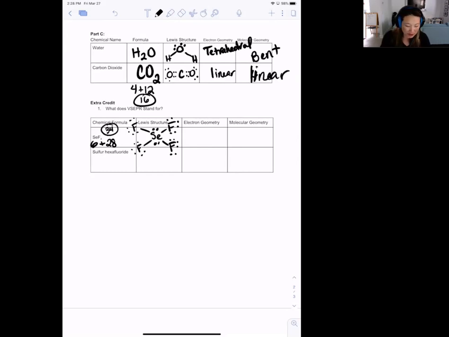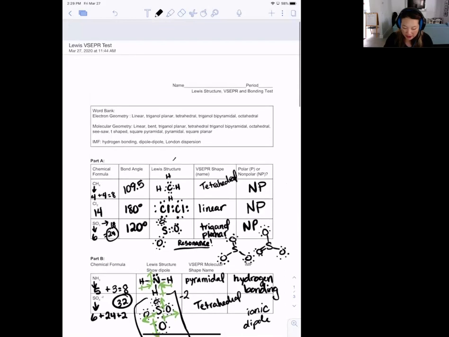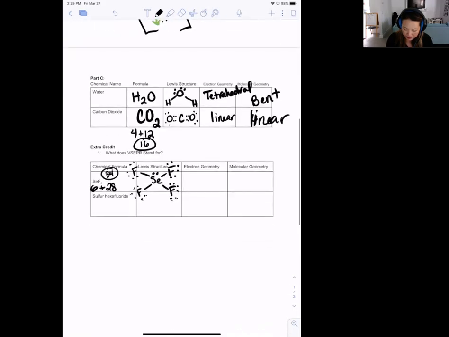Okay, so let's make sure I have 34. Each line is 2, so that's 8. Then 9, 10, 11, 12, 13, 14, 15, 16, 17, 18, 19, 20, 21, 22, 23, 24, 25, 26, 27, 28, 29, 30, 31, 32, 33, 34. Oh, I have too many. Okay, that one goes away. So if I have 5 domains, good thing I checked, 5 domains, its electron geometry is, well, let's look at our key. It is trigonal bipyramidal. And then its molecular geometry with 1 lone pair is seesaw.